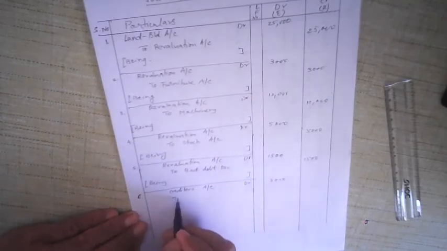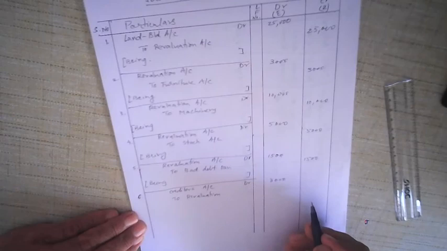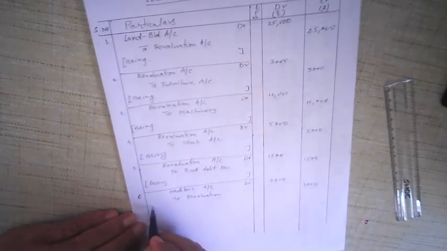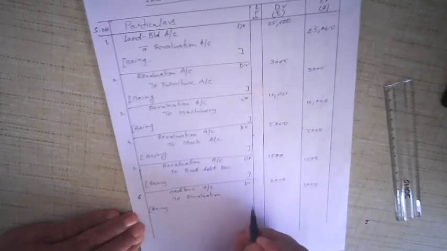And to revaluation account. Remember, one account is always revaluation account. The other account is either an asset or a liability. And how much is that? The same amount, 3,000 rupees. Being total amount of 3,000 among the creditors is now not to be paid.